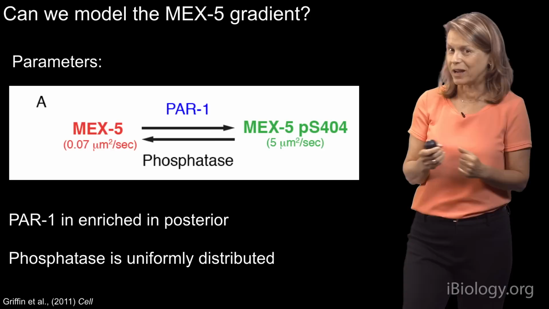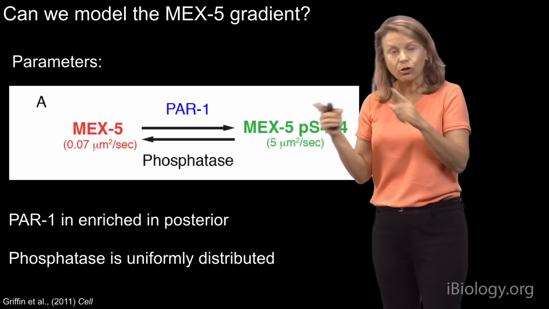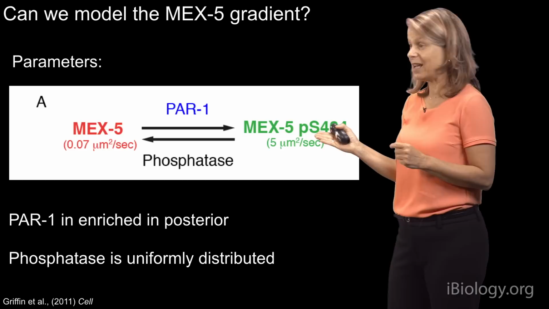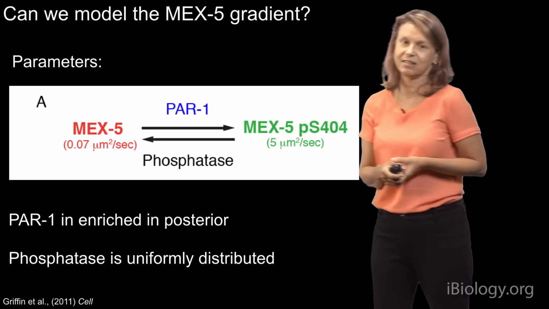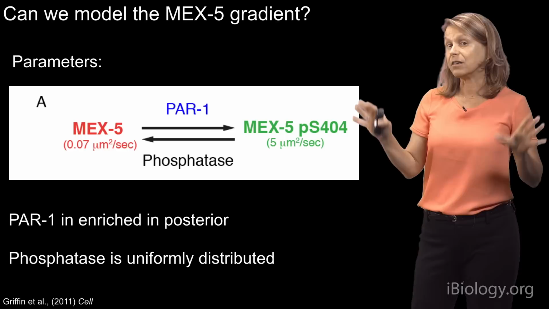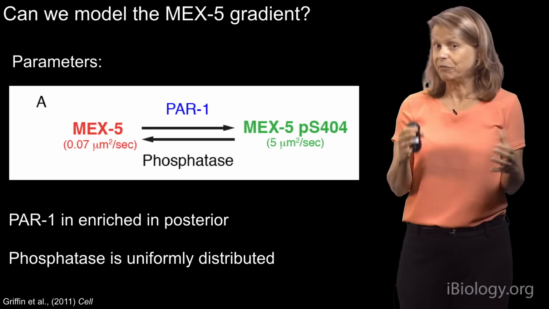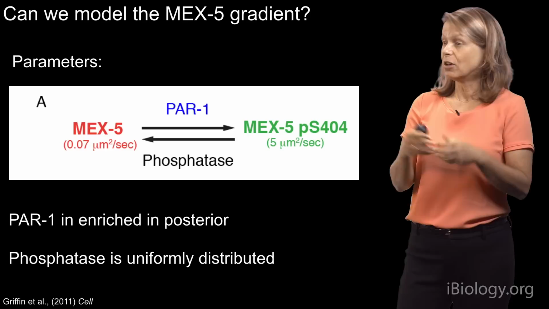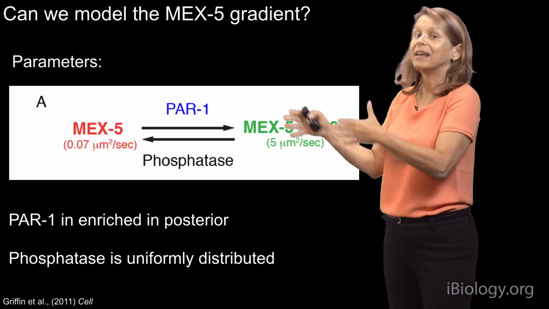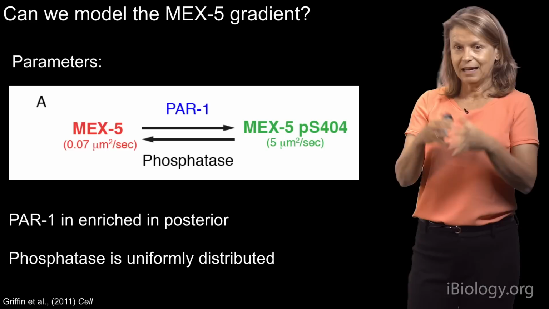We know that we have two MEX5 species, a slow and a fast one, and that the interconversion between these two species depends on this PAR1 kinase, which creates the fast species. But the fast species can revert back to the slow species through the action of this phosphatase that is present throughout the cytoplasm. So based on this information, we thought that maybe we would be very close to actually being able to model using mathematical formulas the MEX5 gradient. Okay, so if this explains everything about how the gradient forms, just by inputting these values into a mathematical model, we should be able to recreate the MEX5 gradient.